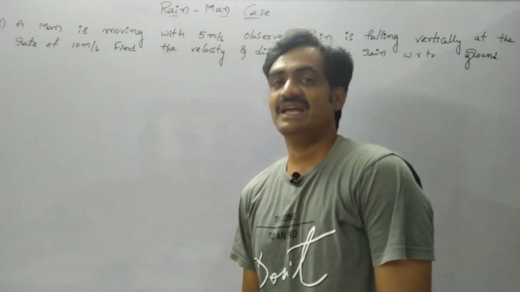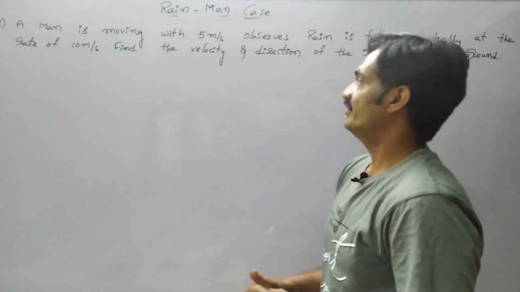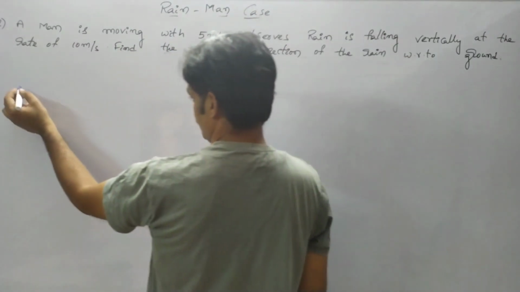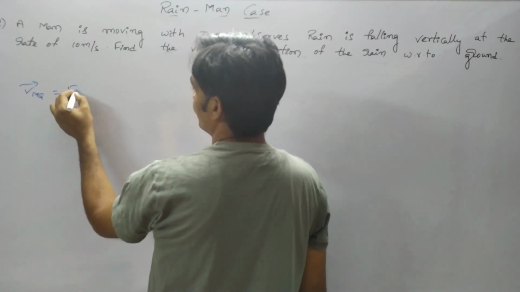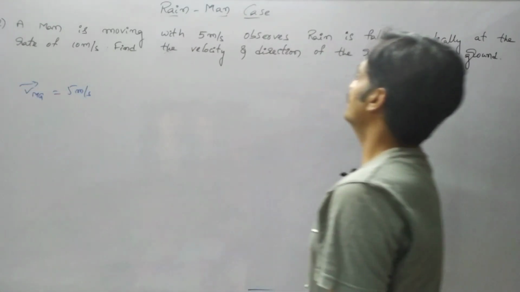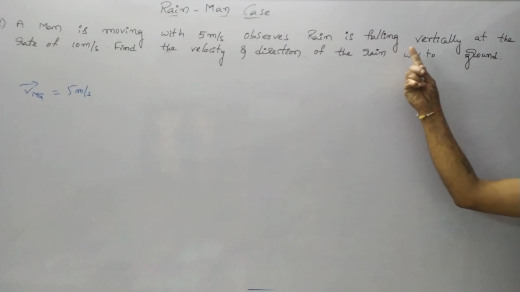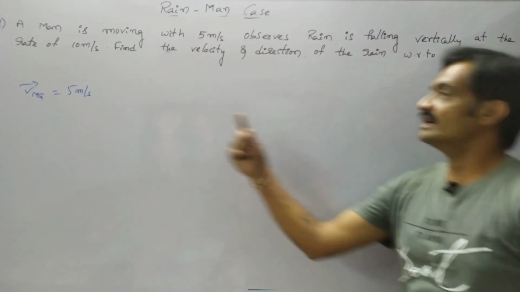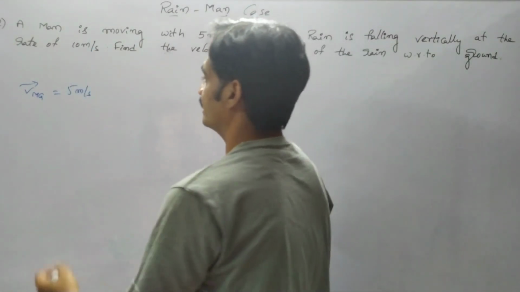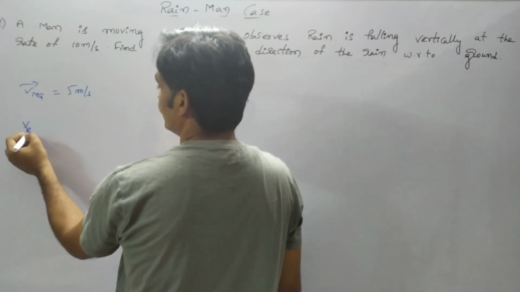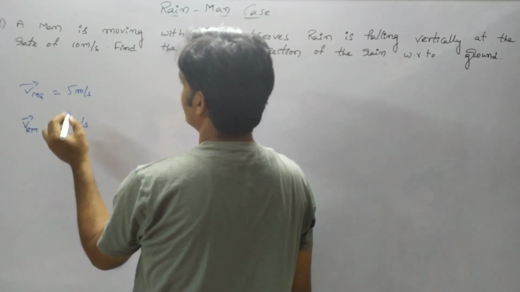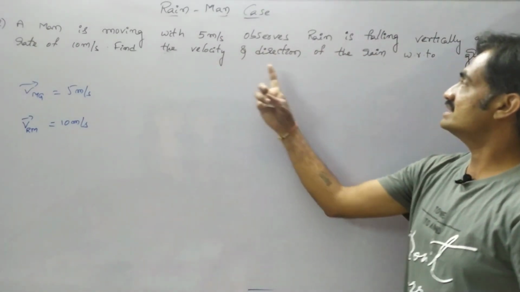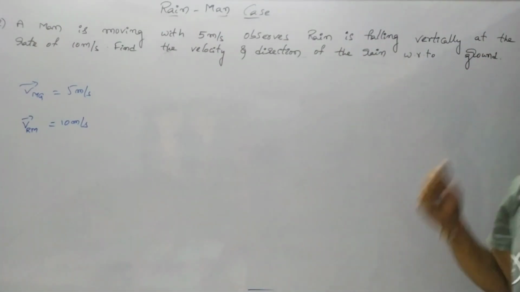The next problem: a man is moving with 5 meter per second. Here the velocity of the man with respect to ground is 5 meter per second, and he observes rain falling vertically at the rate of 10 meter per second. So the velocity of the rain with respect to man is 10 meter per second. Find the velocity and the direction of the rain with respect to ground.